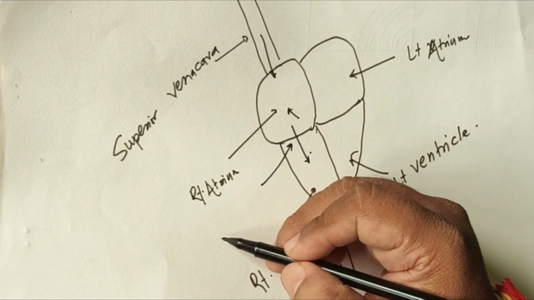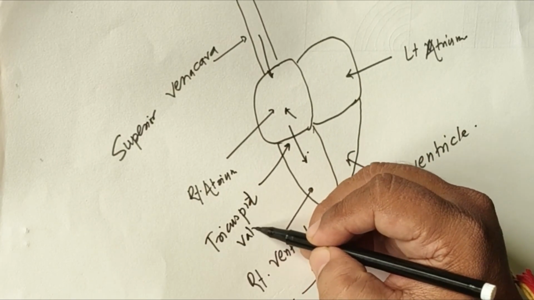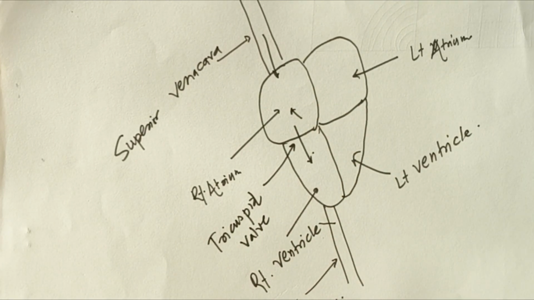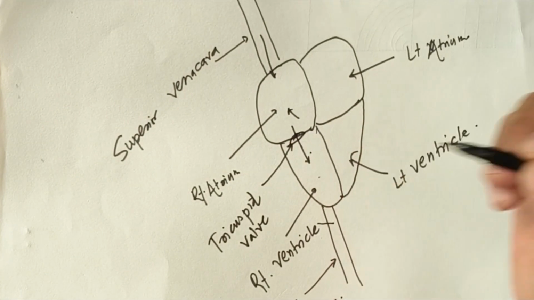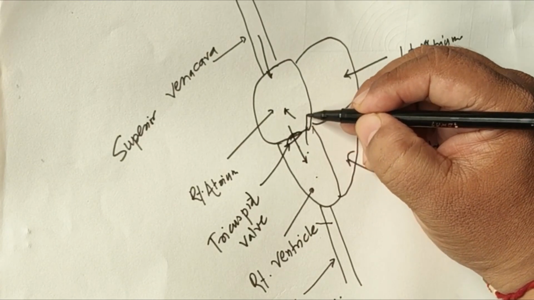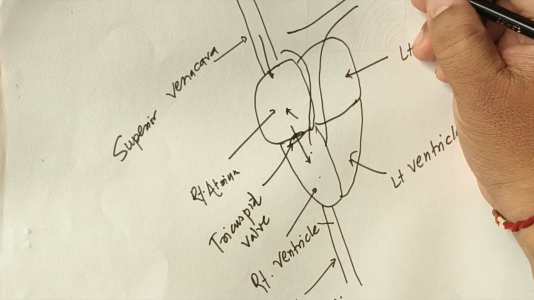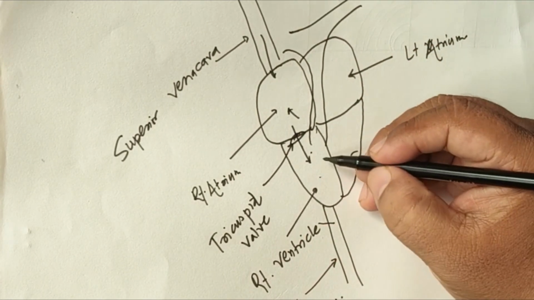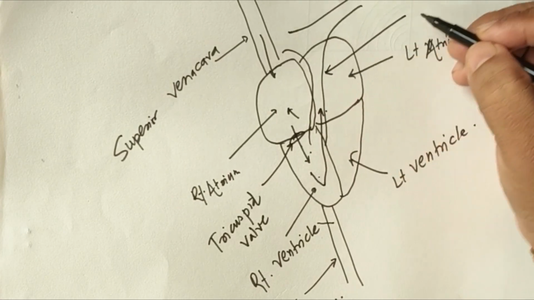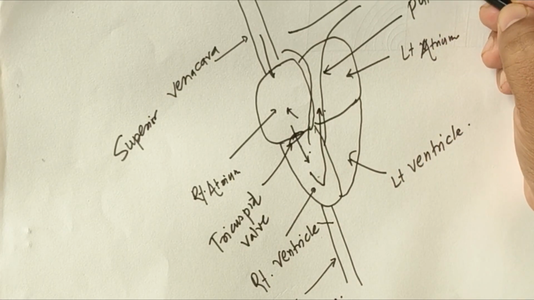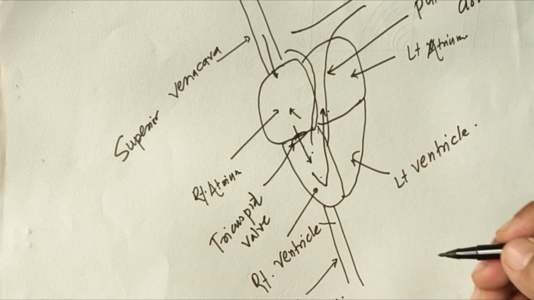Now there is a tricuspid valve here which separates the right atrium and the right ventricle. This valve opens, and the blood comes into the right ventricle. From here the blood then moves towards the lungs. The blood goes into this very big artery called the pulmonary aorta, and this blood enters towards the lungs.